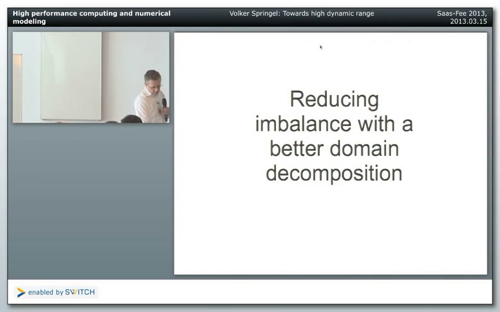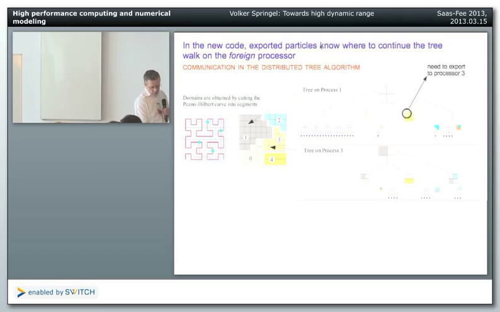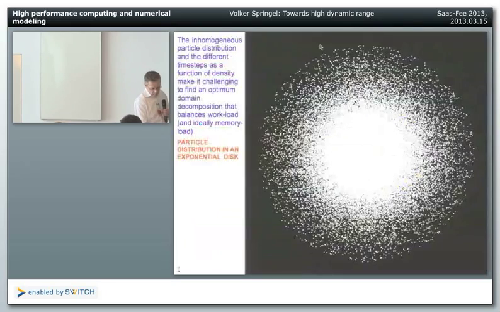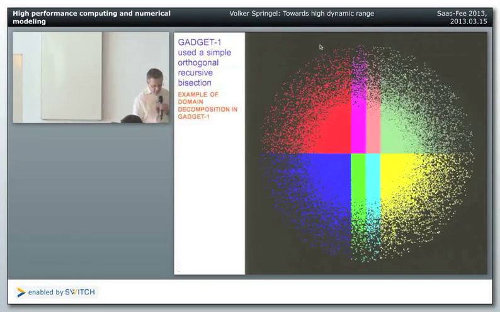So you can use a better domain decomposition. That's really what we have to do. We have to domain decompose the problem better to make the workload imbalance smaller. Here is an example. Suppose you have a galactic disk like this, and you can then do a domain decomposition for parallel calculation. Gadget 1 did something like this, an orthogonal recursive bisection.